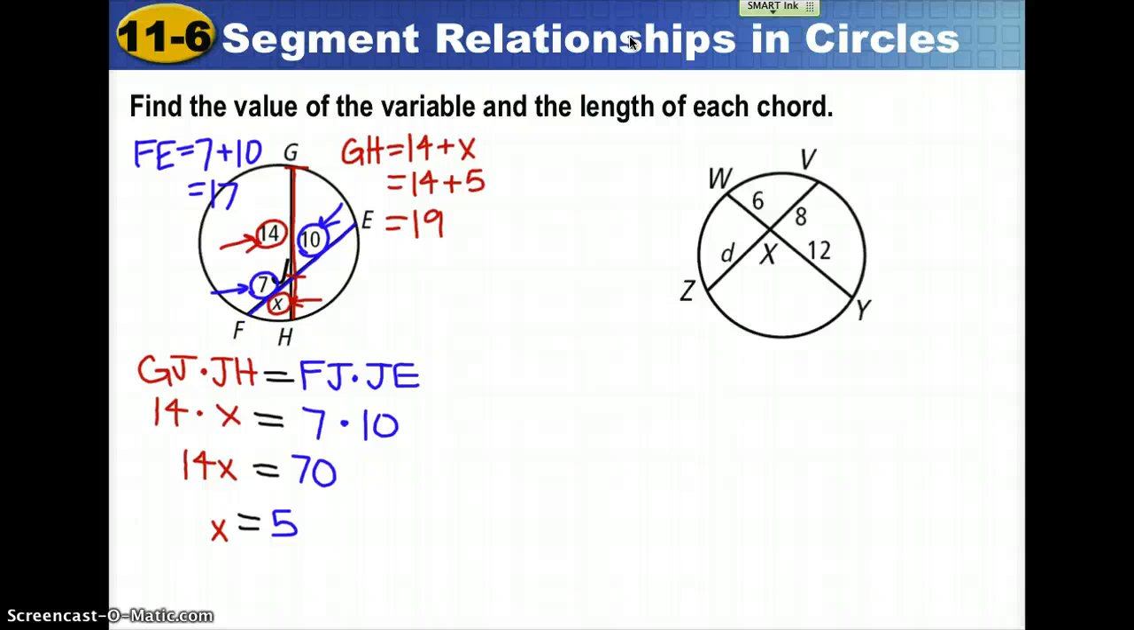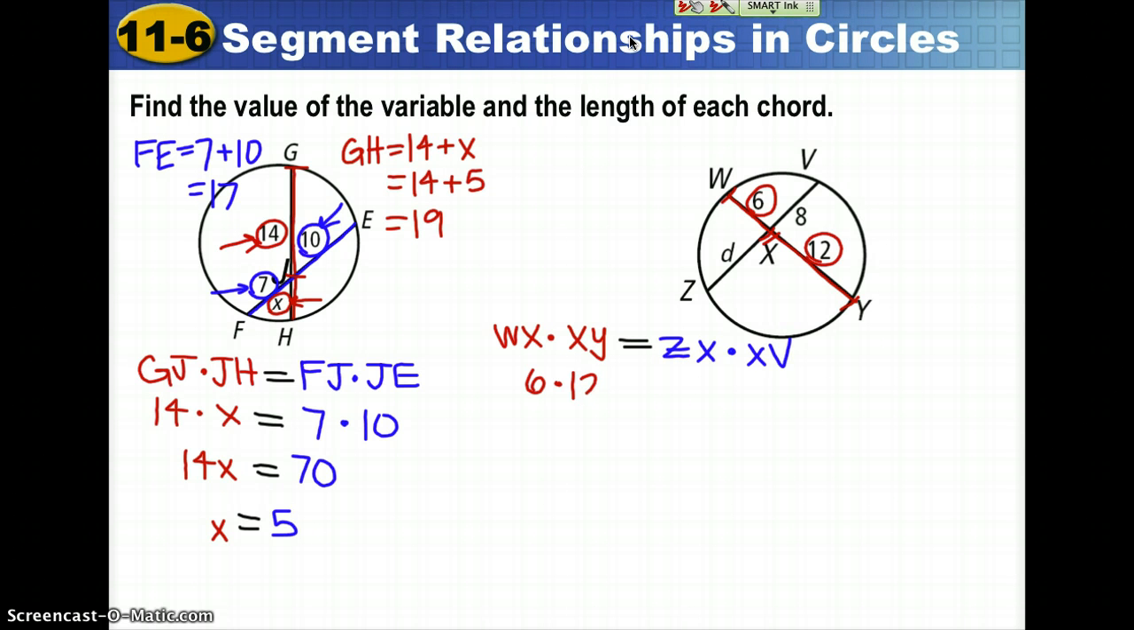Okay, we can do the same thing over here. We have chord WY. WX times XY. That's going to be equal to ZX times XV. WX, XY, 6 and 12. 6 times 12. That equals ZX times XV. The whole thing is ZV. XV is 8. ZX is D. D times 8. 6 times 12 is 72. 8 times D is 8D.